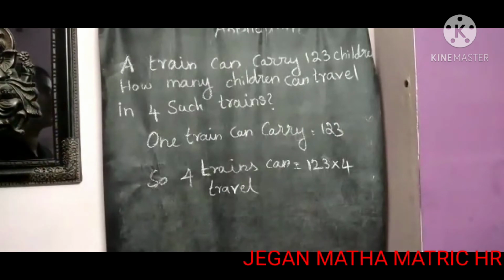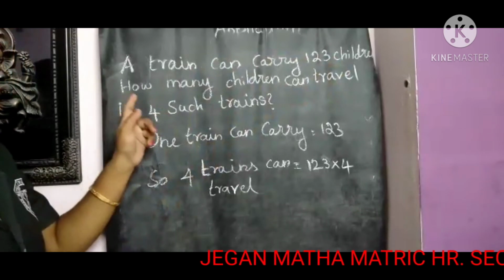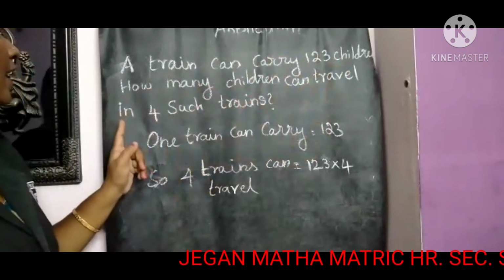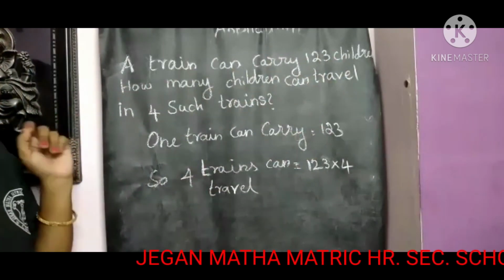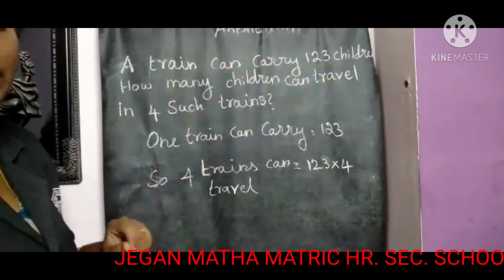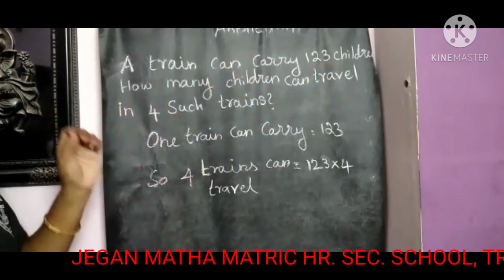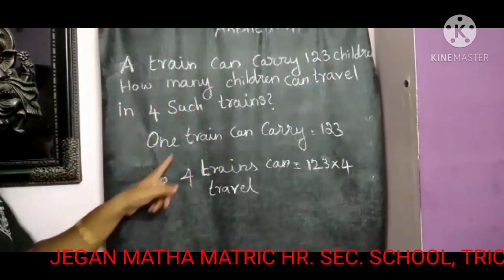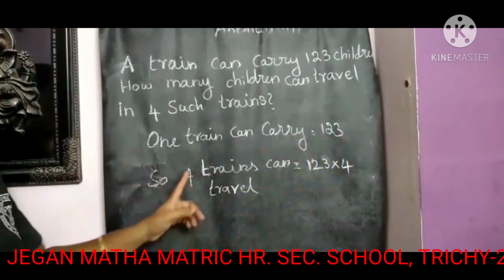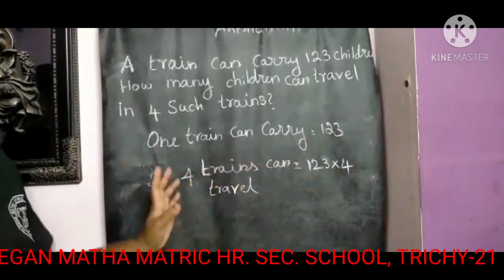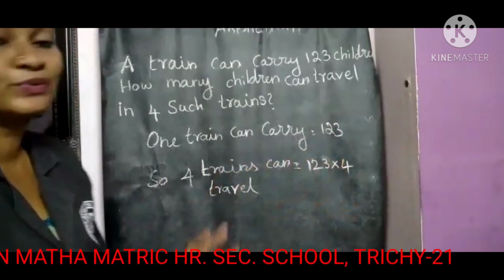Now let's see the next one. A train can carry 123 children. How many children can travel in 4 such trains? So one train can carry 123 children, and the same for 4 trains. How many children travel in the 4 trains? The 4 trains can carry 123 multiplied by 4.